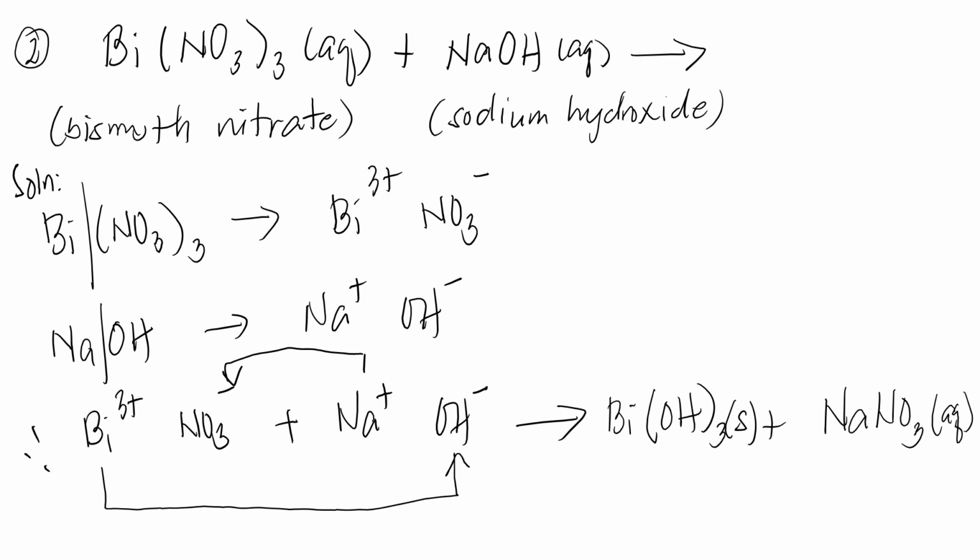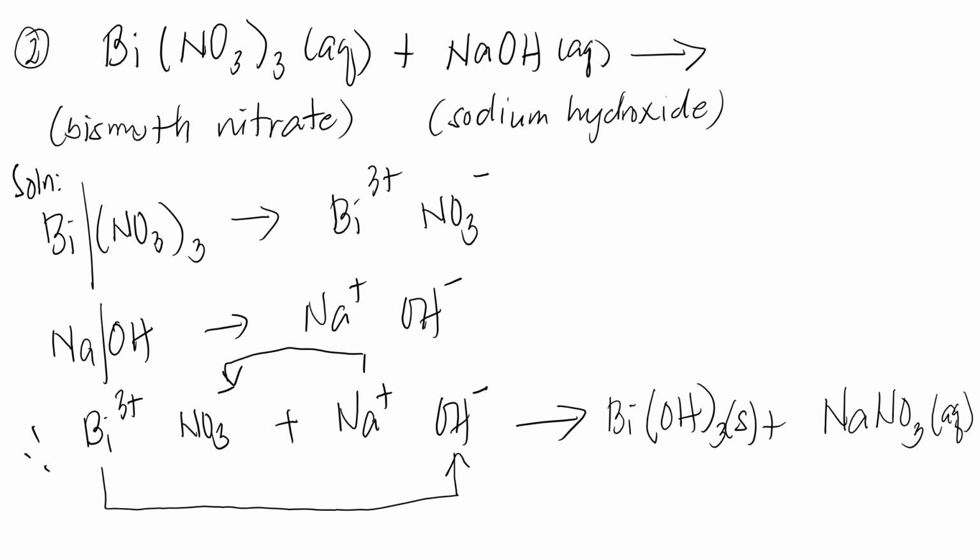Next, how about sodium hydroxide? So the metallic element here is sodium. So splitting sodium and OH, we have Na plus and OH minus.